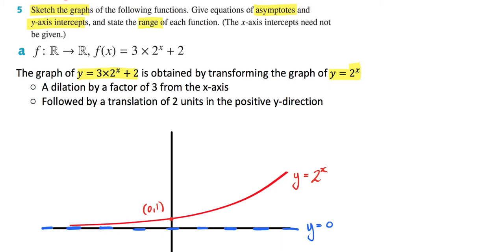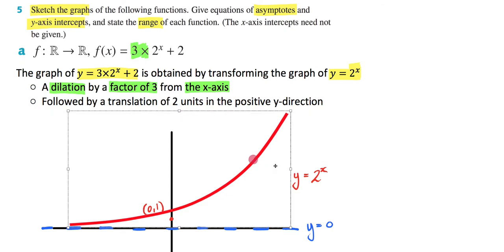The first transformation is, let me grab my pen, we have this 3 multiplied. What's that doing? Well, that's a dilation by a factor of 3 from the x-axis. I can actually show you something really cool right now. I'm going to take my graph and dilate it from the x-axis. In other words, I'm going to stretch it from the x-axis. Ready? I'm stretching it from the x-axis. And as you can see, as I did that, my y-intercept changed. I now have a new y-intercept.